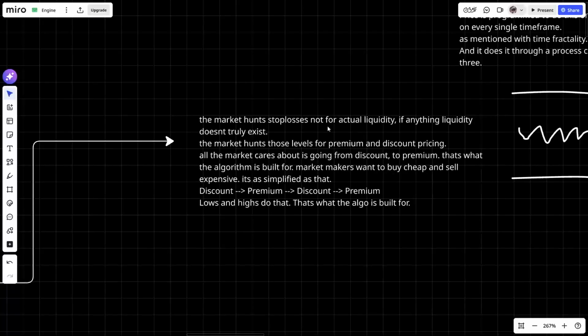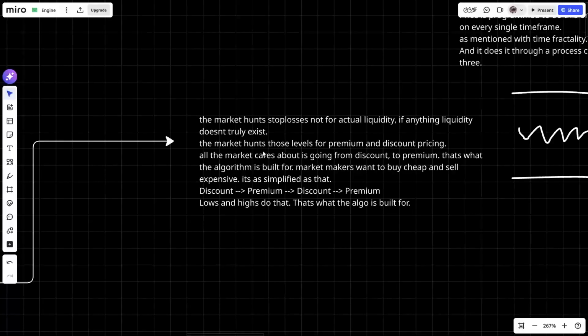Liquidity does not exist, my friends. So no matter how many lot sizes an institution buys, the market is not going to move. All price wants to do is offer those liquidity levels. Now, let me explain it to you in a different manner.